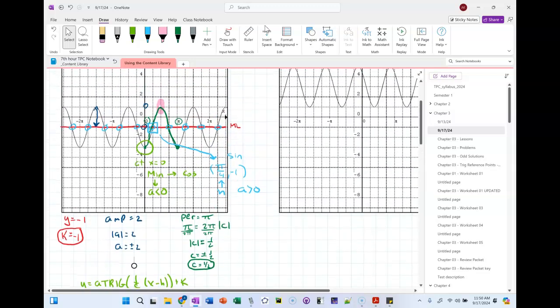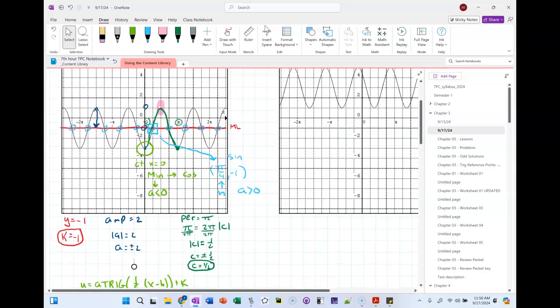How many correct answers could I write for cosine? Infinitely many, right? Because I could use any of the maximums or any of the minimums to do it. And how many different equations could I write for sine that could be correct? Infinitely many, because I could use any of the midline points to do this, right?